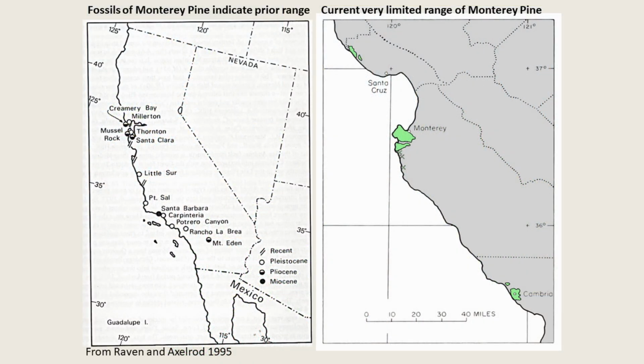So one of the species of closed cone pine is Monterey pine, which we have planted everywhere, but it actually didn't originally grow there. Here are the fossil locations for this species. You can see that it's in a lot of locations, and this is where it is today. So its range has completely shrunk down to just a few locations on the coast. So again, another big change in the range of these plants as we see a change in the climate.